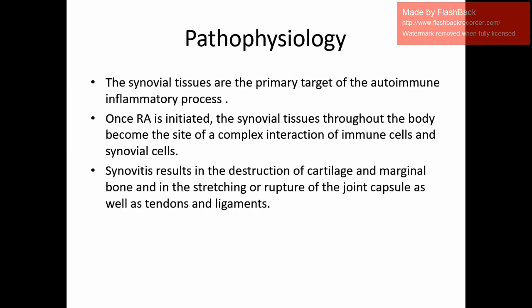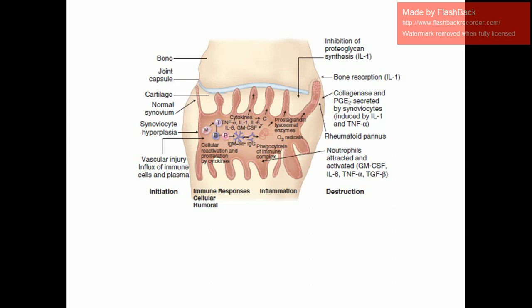The pathophysiology. The synovial tissues are the primary targets of the autoimmune inflammatory process. Once rheumatoid arthritis is initiated, the synovial tissues throughout the body become the site of a complex interaction of immune cells, that is T cells, B cells, and macrophages with synovial cells. The ultimate result is Pannus formation. Pannus is synovial tissue proliferation. It is considered to be a late and irreversible manifestation of rheumatoid arthritis. Its infiltration into bone and cartilage gives rise to deformities.